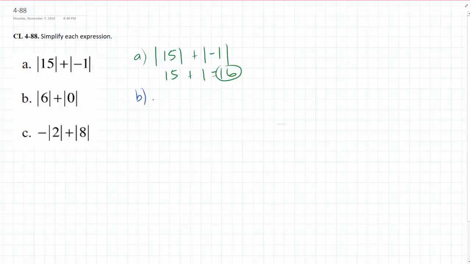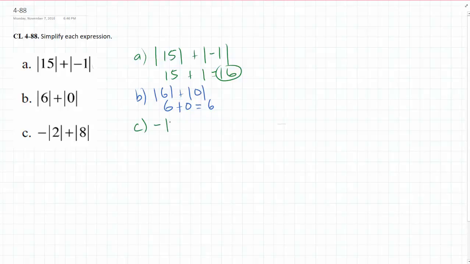For B, we have the absolute value of 6 plus the absolute value of 0. Again, 6 is 6 away from 0. 0 is just 0 away from 0. It's at 0, so there's no distance between it, so 6 plus 0 is 6. And finally, C.